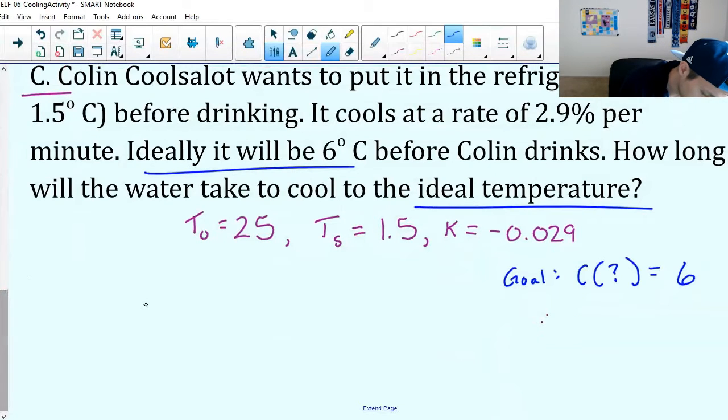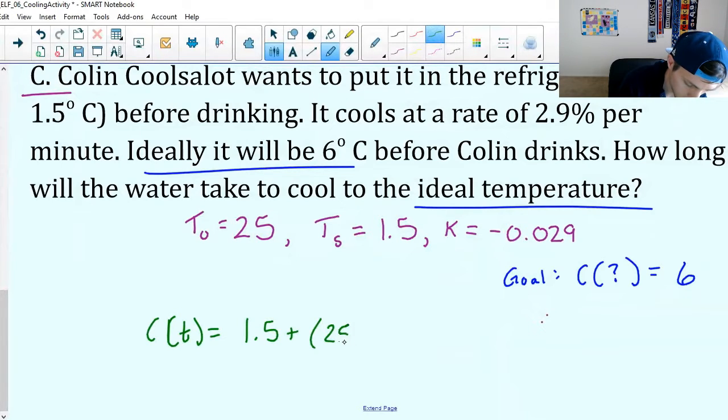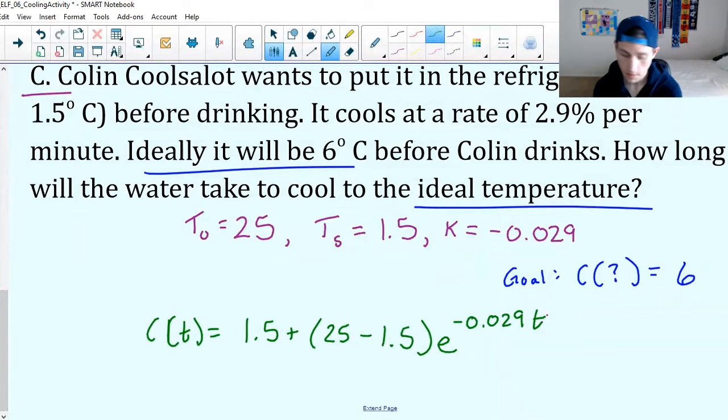We pretty much have everything we need. C of t equals Ts plus T0 minus Ts times e to the negative 0.029 times t. So this is the model for the equation.